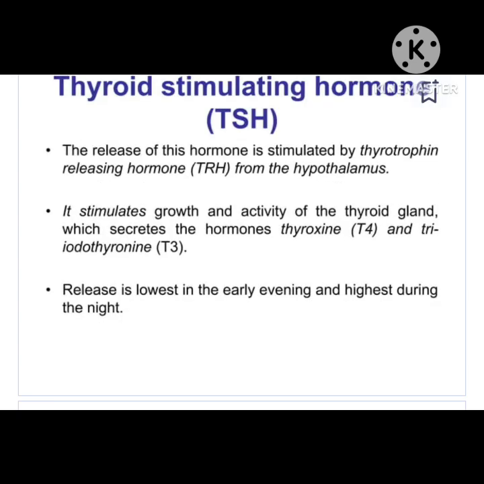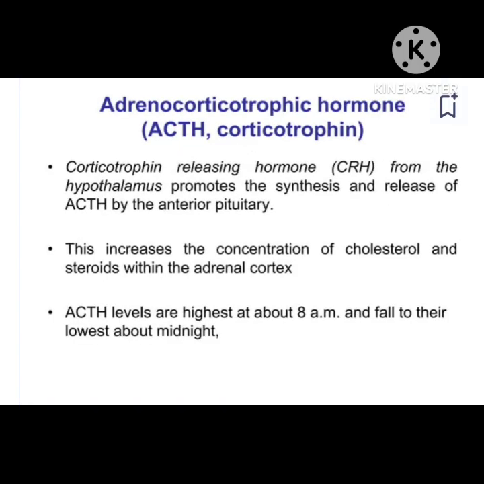Now next is thyroid stimulating hormone. From where is thyroid stimulating hormone released? It's stimulated by thyrotropin releasing hormone. Next is adrenocorticotropic hormone. Corticotropin releasing hormone is released from the hypothalamus and promotes the synthesis and release of ACTH from the anterior pituitary.